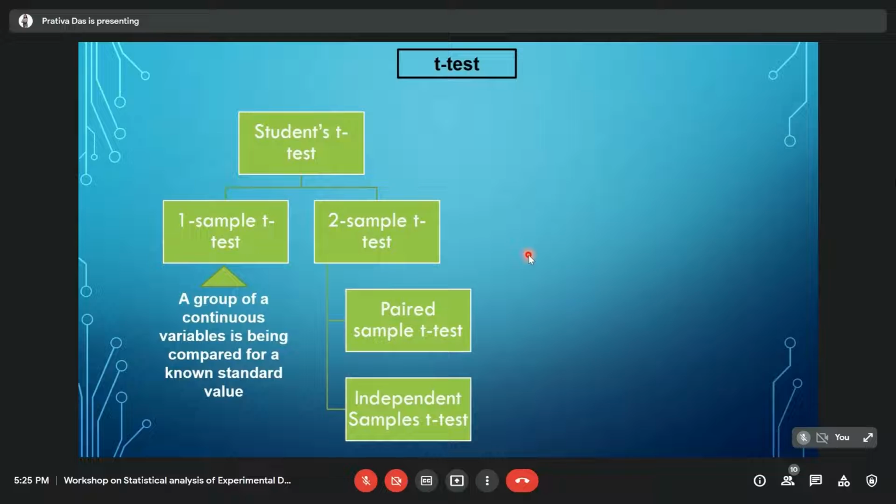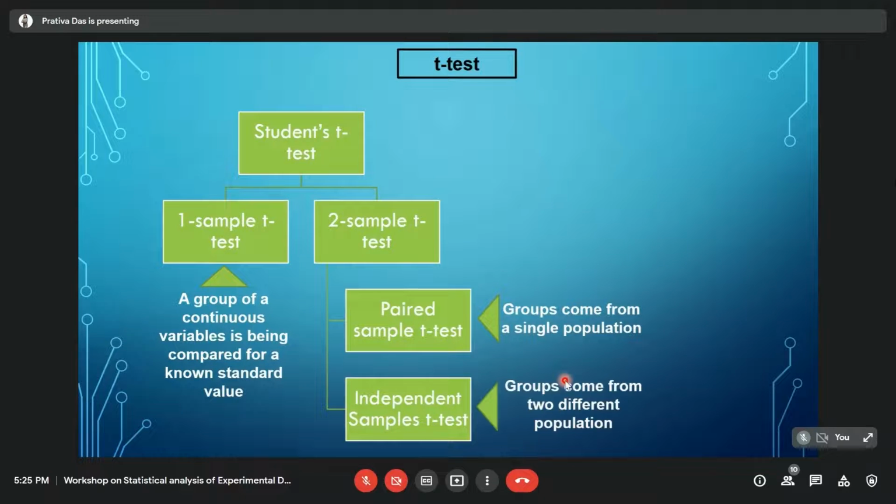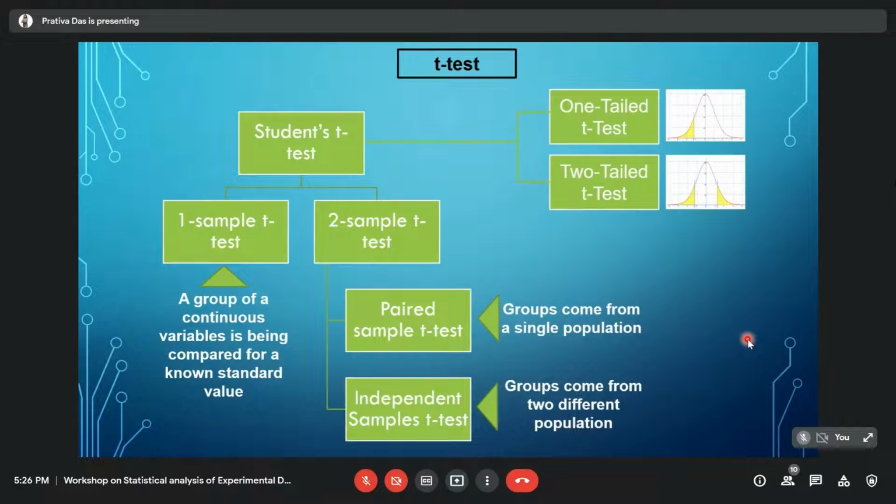For the two sample t-test, it could be a paired sample t-test or an independent sample t-test. You will run a paired sample t-test when the groups come from a single population. And if you go for an independent sample t-test, then the groups are coming from two different populations. Another feature of the t-test is that it could be a one-tailed t-test or a two-tailed t-test.